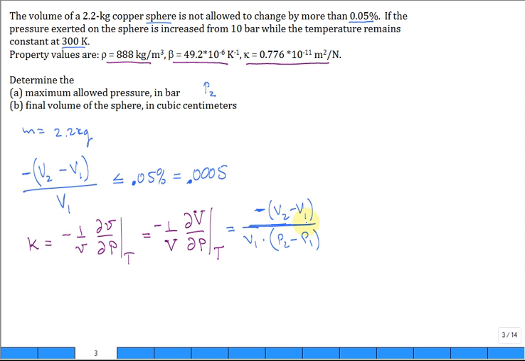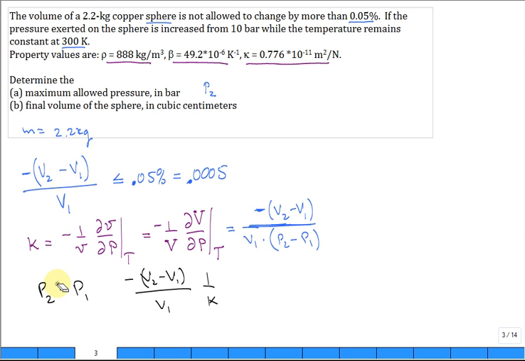Okay, so if we want to do this, we can unravel this. We have the final pressure minus the initial pressure is equal to minus (V2 minus V1) divided by V1, times 1 over kappa. Did I do the algebra correct so far? Do you follow that? Okay. And so if you want to find the final pressure, then there you go. The final pressure is going to be greater than P1 by that amount.